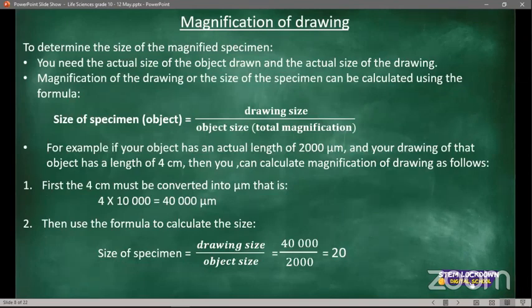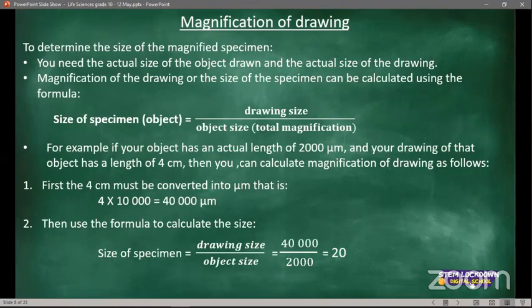The magnification of the drawing, or the size of the object. So to determine the size of the magnified specimen, you need the actual size of the object drawn and the actual size of the drawing. Now, the magnification of the drawing or the size of the specimen can be calculated using the formula: size of the specimen equals the drawing size divided by the object size. And the object size, that is going to be your total magnification.